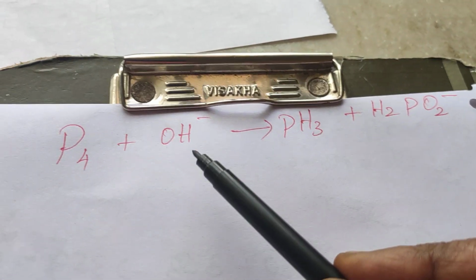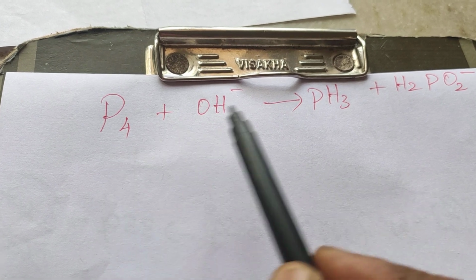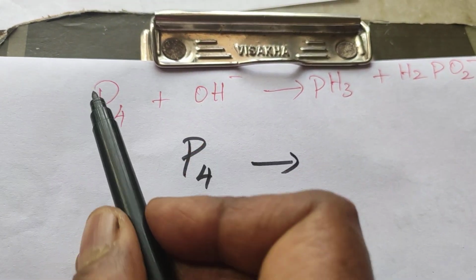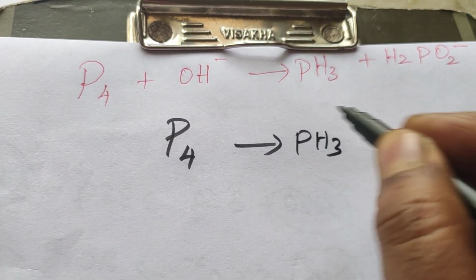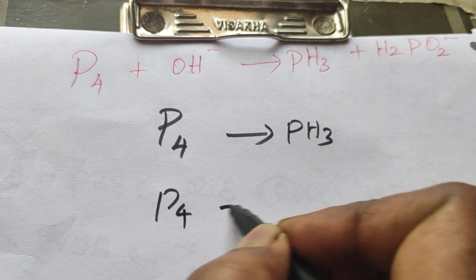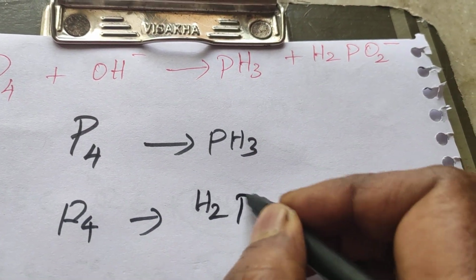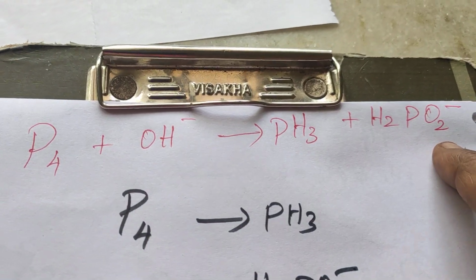But in this case, except oxygen and hydrogen, we have only phosphorus. That phosphorus is converted to PH3. So your equation division will be phosphorus to PH3. Another equation is P4 into H2PO2-. Actually this reaction is an example of disproportionation.